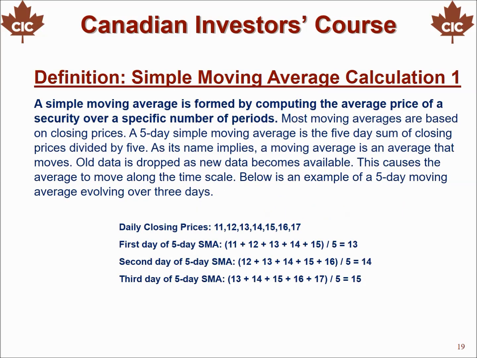So let's start by defining simple moving average calculation number one. A simple moving average is formed by computing the average price of a security over a specific number of time periods. Most moving averages are based on closing prices. A 5-day simple moving average is the 5-day sum of closing prices divided by 5. In other words, it's the closing prices of each day divided by the number of days. As its name implies, a moving average is an average that moves. In other words, the old data is dropped as new data becomes available. This causes the average to move along the time scale.